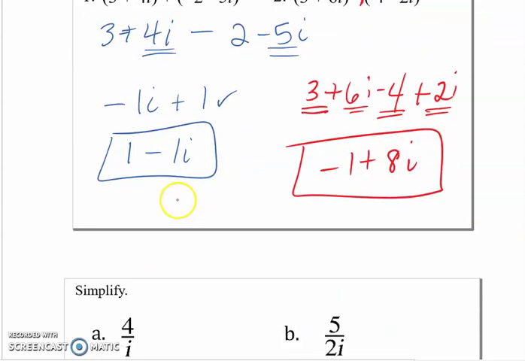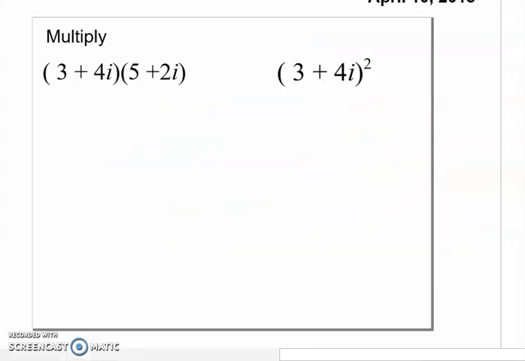So what I would like you to do is try this one on your own. Okay, 7 minus 4i plus 5 plus 10i. So go ahead and take a second, try that one on your own. The next operation.